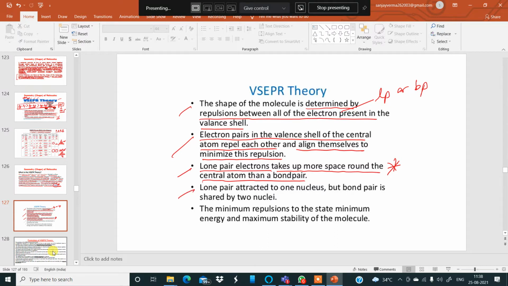The next point is, a lone pair is attracted to one nucleus, but a bond pair is shared by two nuclei. So remember, a lone pair is attracted to the nucleus of the central atom only, but a bond pair is shared by two nuclei of the combining atoms. And the next point is minimum repulsion gives the state of minimum energy and maximum stability of the molecule. So this point also becomes important. If the repulsion is minimum, then the stability of the molecule becomes higher.